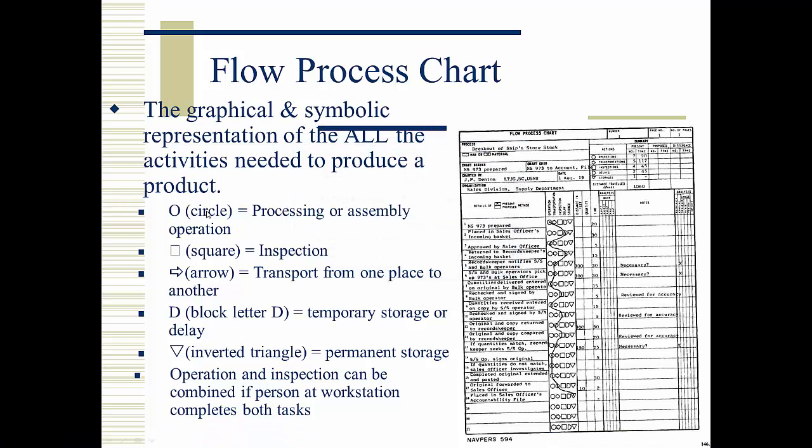We have both the assembly and operations designated by a circle and the inspections designated by a square, just like we do in the operations process chart. Additionally, though, we have information about transportation, which is denoted by the arrow, temporary storage, which is denoted by a D, and permanent storage, which is denoted by an inverted triangle. You can see these are all listed here. Here's a description of all of the steps, very similar to the operations process chart, which also sometimes is called an outline process chart. But there is additional information because we have transportation, temporary, and permanent storage.